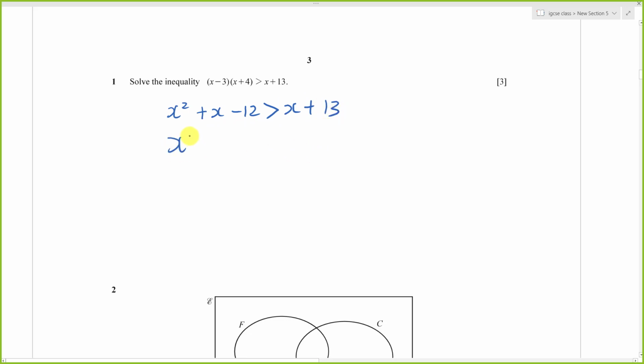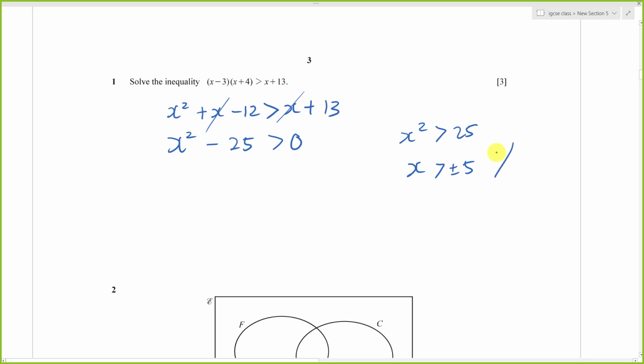And then I will move everything to one side. So x and x I minus already. So I have x squared minus 25 bigger than 0. I guess a lot of you will actually move the 25 to the other side, and then you will get something like x squared bigger than 25, then x will be bigger than positive or negative 5.